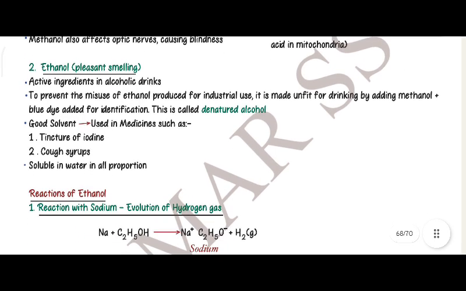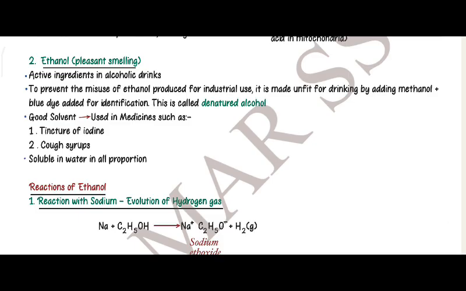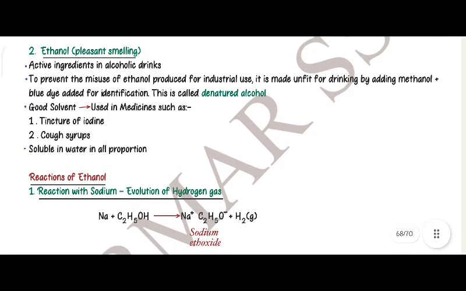Ethanol, pleasant smelling, is the active ingredient in alcoholic drinks. To prevent the misuse of ethanol produced for industrial use, it is made unfit for drinking by adding methanol, plus blue dye added for identification. This is called denatured alcohol. It is a good solvent used in medicines such as tincture of iodine and cough syrups, and is soluble in water in all proportions.